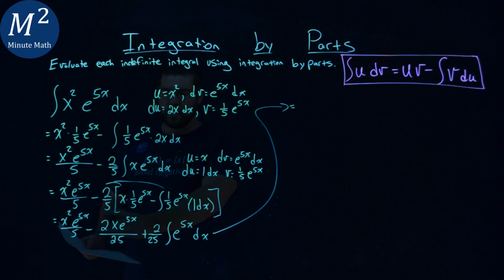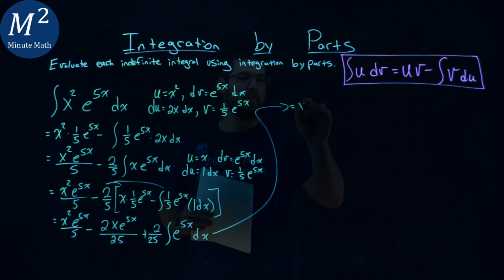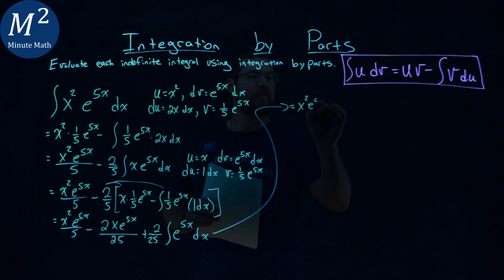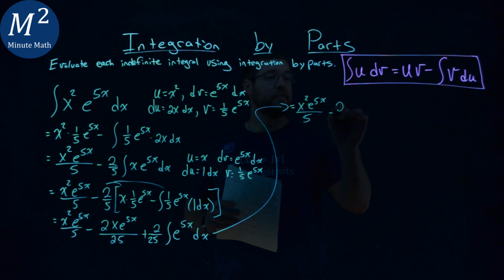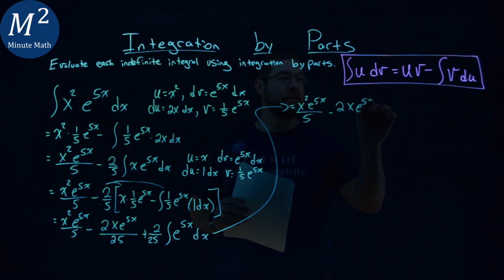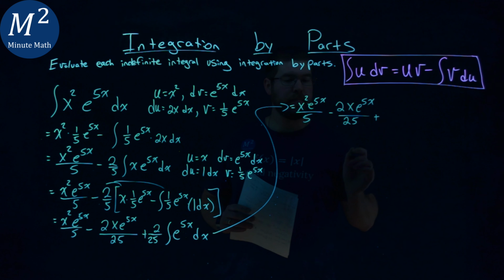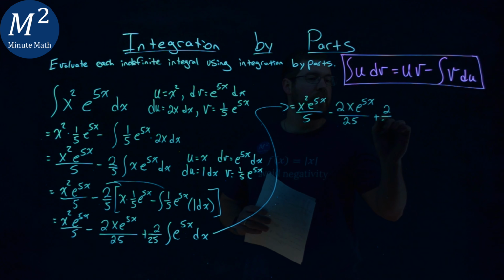All right, let's continue this up here. Again, the first part is just going to stay the same. You always have to just keep writing it. x squared e to the 5x over 5 minus 2x e to the 5x over 25 plus, all right, I'm going to put 2 over 25 here.